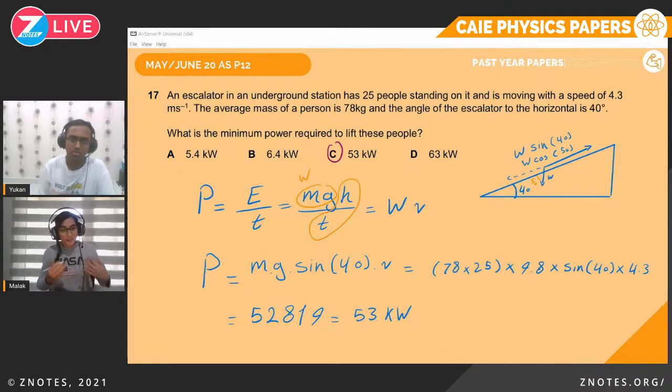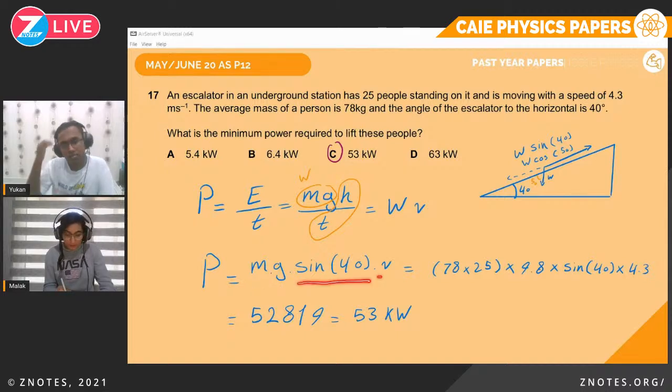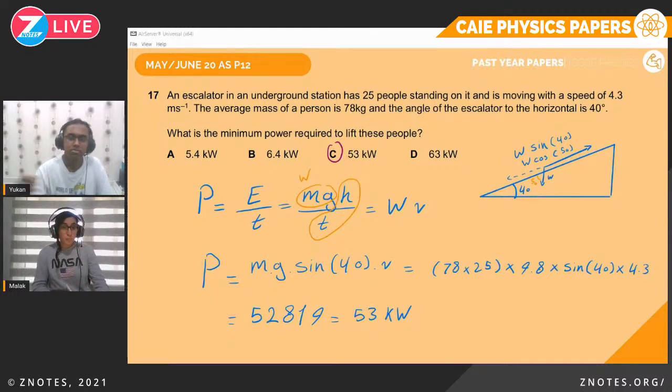Or if you can tell right away, intuitively, that this is sine 40. But if you can't, it's okay, you can still find this angle right here. So it's either W cosine 50 or W sine 40. Both would give you the same answer. So P, which is power, would be mg sine 40 times V. mg is, of course, W. You plug in all your information here, and you would get the answer of 53 kilowatts, which is C. Clear? Yep.